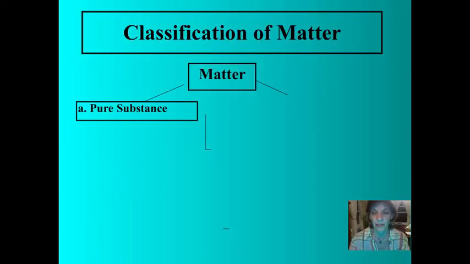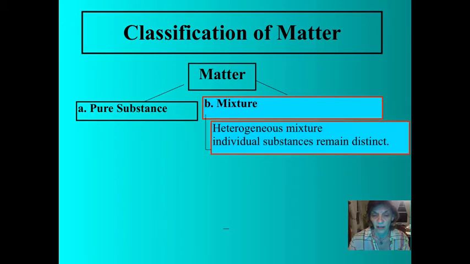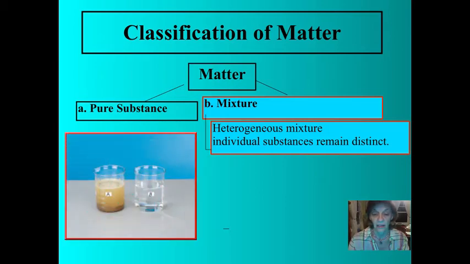Okay, back to the classification of matter scheme. Opposite pure substances are mixtures. Those are things that are physically combined together. You can have heterogeneous mixtures in which individual substances remain distinct, such as in the salt and sand mixture over here. You can see the sand at the bottom and the murky water above, and so this is what you call heterogeneous.